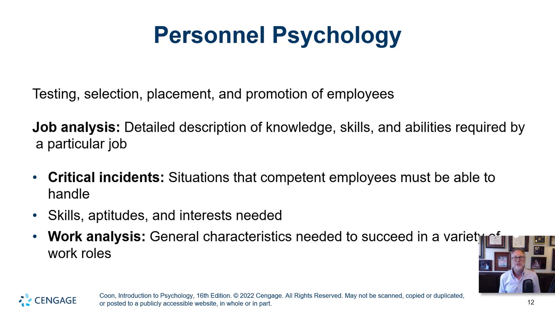So personnel selection begins with job analysis. Write that down. Personnel selection begins with a job analysis, which is a detailed description of the skills, the knowledge, and the activities required by a particular job. A job analysis could be done by interviewing expert workers that have done that job or are doing it right now, by giving them a questionnaire, or directly observing their work, or identifying critical incidents.